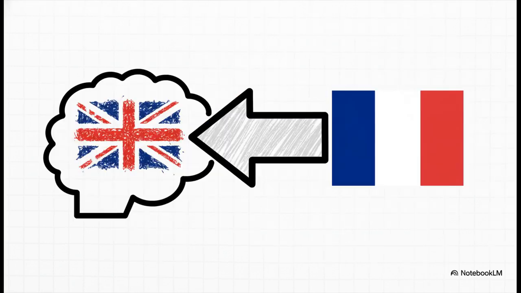And yep, you guessed it, it works the other way around too. That's called retroactive interference. This is when new information makes it harder to remember old information. So after a few weeks in your new French class, you might actually struggle to remember an English word you used to know perfectly. The new learning is messing with the old.